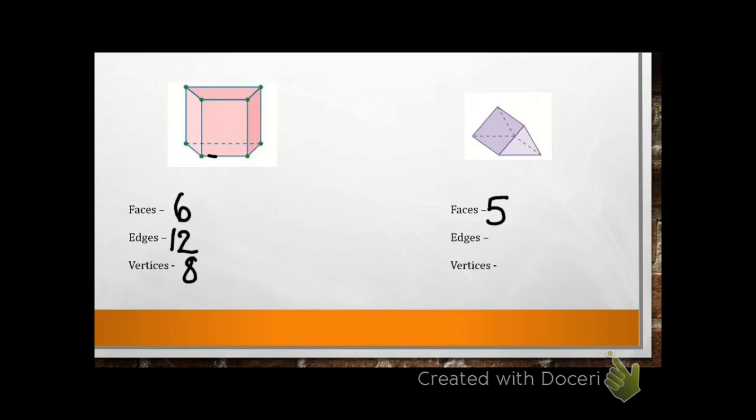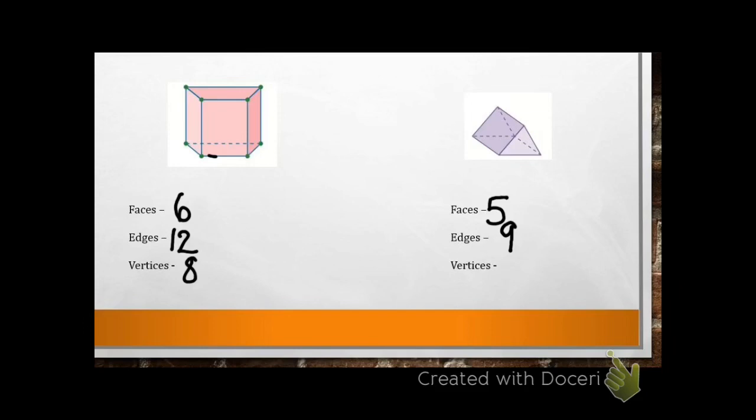How many edges are there? How many lines does it take to draw this shape? You should come up with a total of 9 edges, because you have a rectangle on the bottom, you have a triangle on each end, and then you have your top connecting them. So 3 sides for the triangles, 3 sides for that triangle, that's 6. Your rectangle on the bottom, and then your line across the top, and that gives you a total of 9.